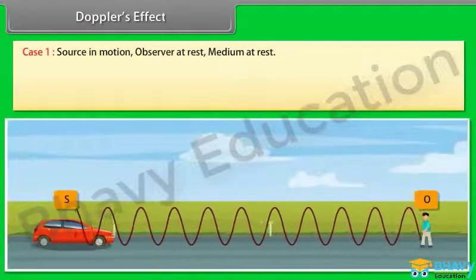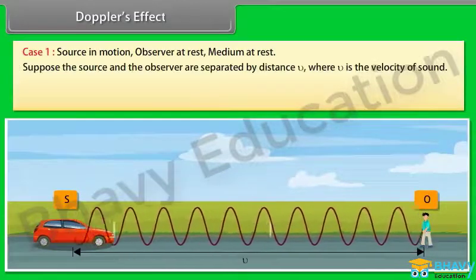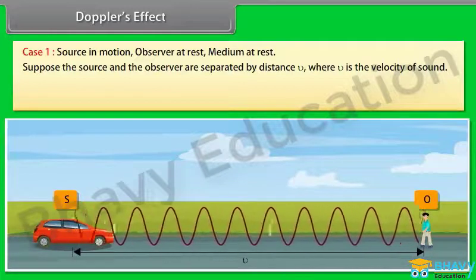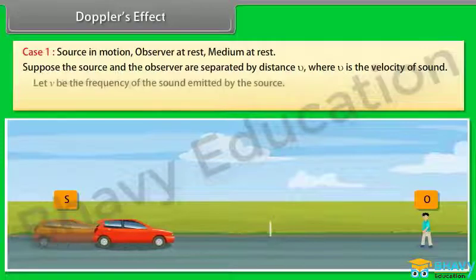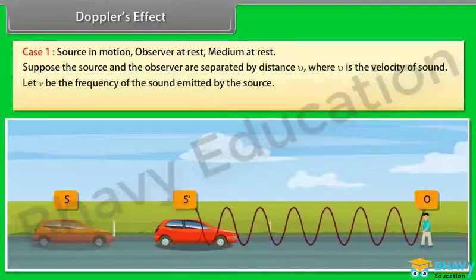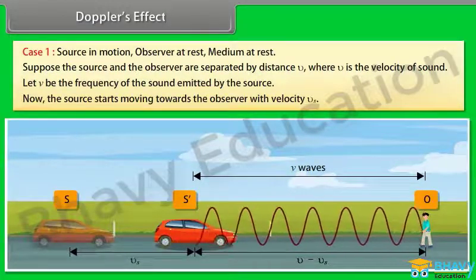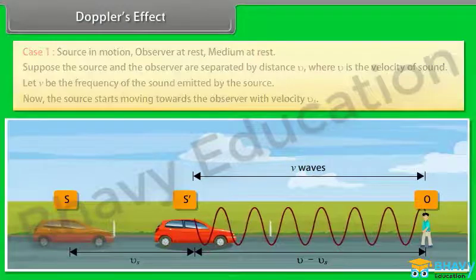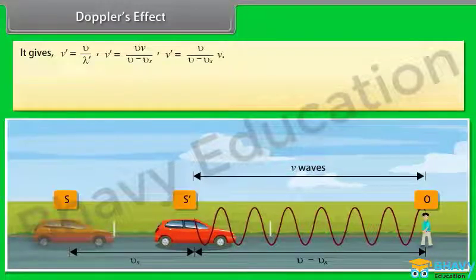Case 1. Source in motion, observer at rest, medium at rest. Suppose the source and the observer are separated by distance v, where v is the velocity of sound. Let nu be the frequency of sound emitted by the source. Now, the source starts moving towards the observer with velocity vs. It gives nu dash is equal to v upon lambda dash. On calculating, we get nu dash is equal to v upon v minus vs multiplied by nu.